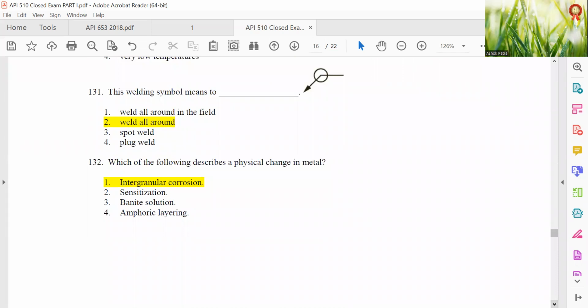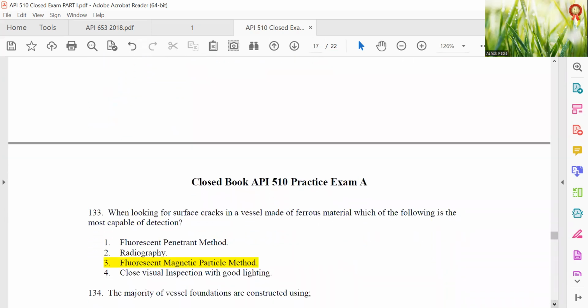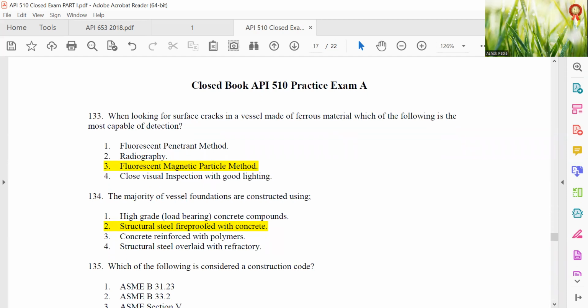Which of the following describes a physical change in metal? Intergranular corrosion. When looking for surface cracks in a vessel made of ferrous material, which of the following is the most capable of detection? Fluorescent magnetic particle method.